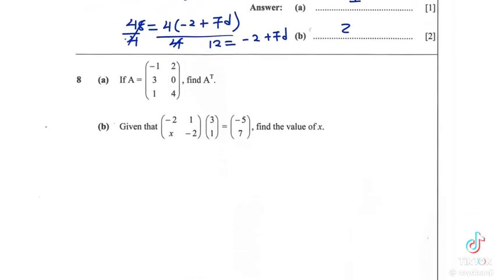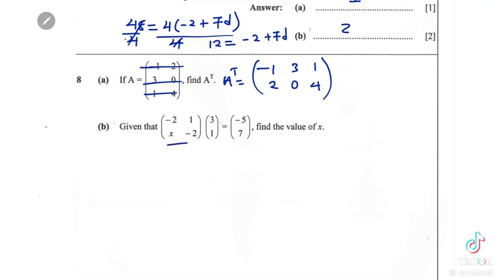Then let us go to question 8. If A is equals to that one, that is a matrix, find A transpose. So to find A transpose, the row becomes the column, and the column becomes the row. So this is going to be our first column. So it's going to be negative 1, 2. So we are finding A transpose. Then this is going to be our second one, 3, 0. Third one, 1, 4. So this is the A transpose.